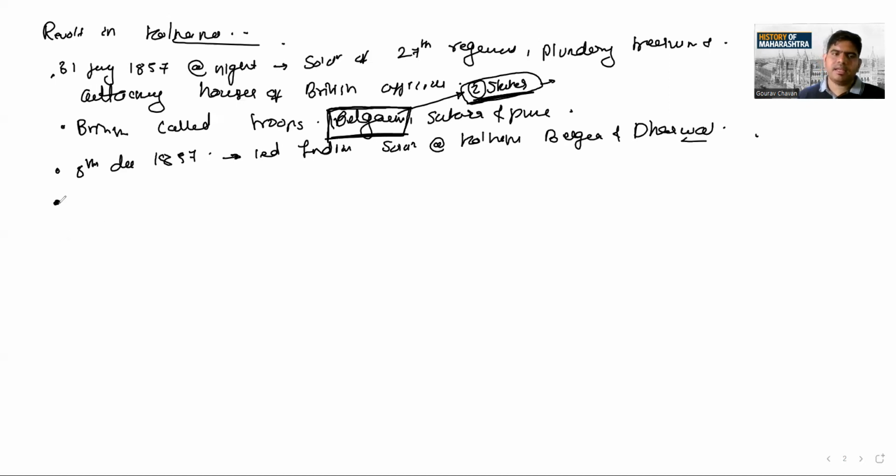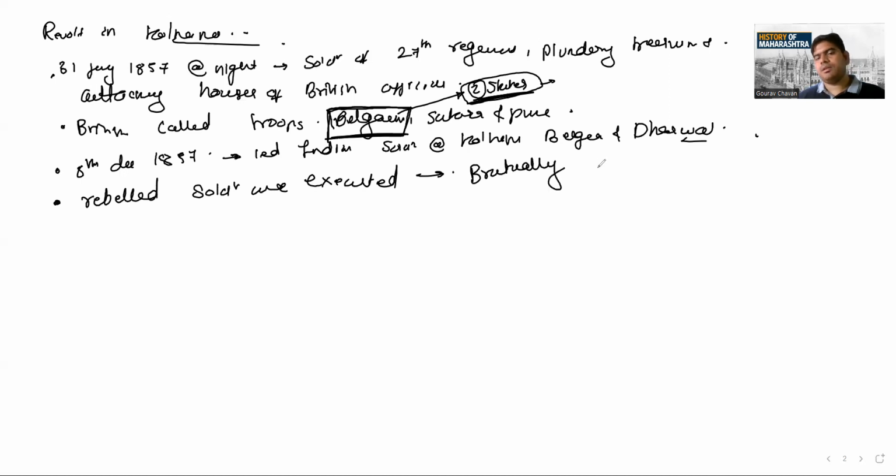Now, what happened? The British again came with greater reinforcement, and whoever was a rebel soldier, the rebel soldiers were executed. Directly they were killing the soldiers who were part of this rebellion, and through this they brutally suppressed this revolt. Okay, this was the second revolt, that is the revolt of Kolhapur.